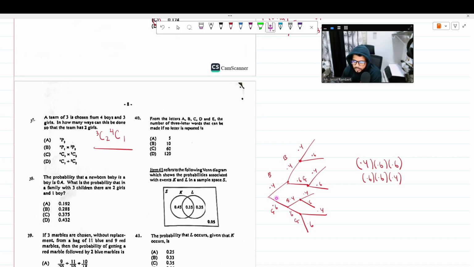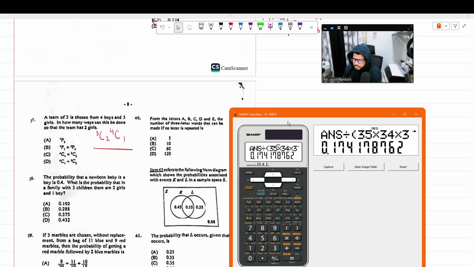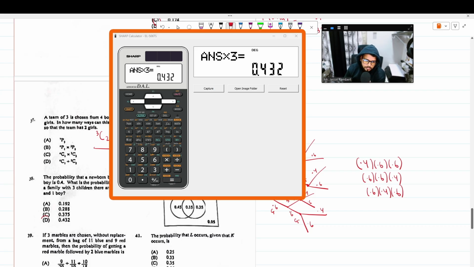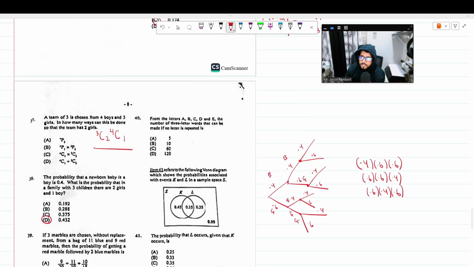And then we could have a girl, a boy, and then a girl. 0.6 by 0.4 by 0.6. So all 3 probabilities will be the same thing. So I'll just calculate 1 and multiply by 3. 0.4 by 0.6 by 0.6. Multiply this by 3. 0.432. Answer is D. Damn.